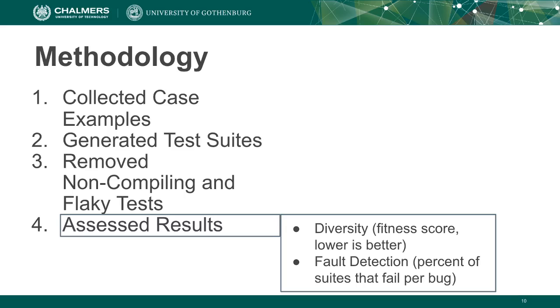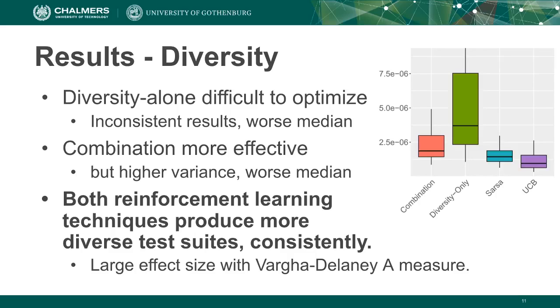And we also look at the likelihood of fault detection, the proportion of failing test suites to the number generated for each fault and approach. So here we can see plots of the diversity scores for each technique, the combination of all 8 fitness functions, and diversity alone. And again, because we minimize fitness, lower scores indicate higher levels of diversity.